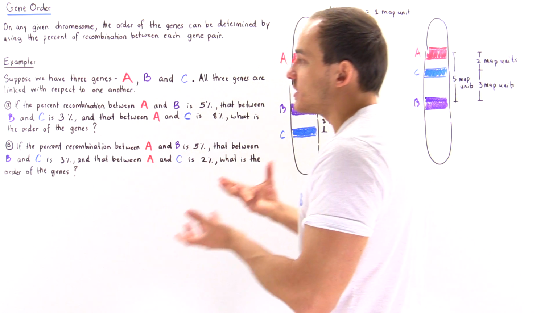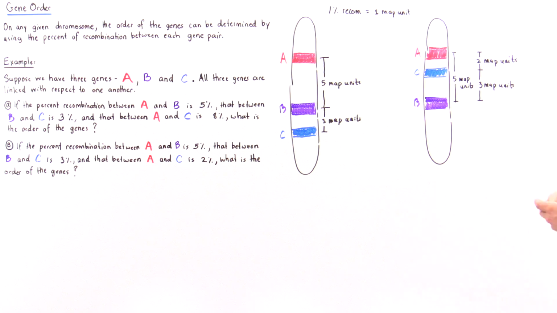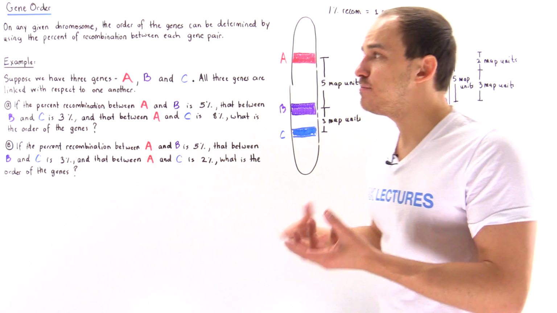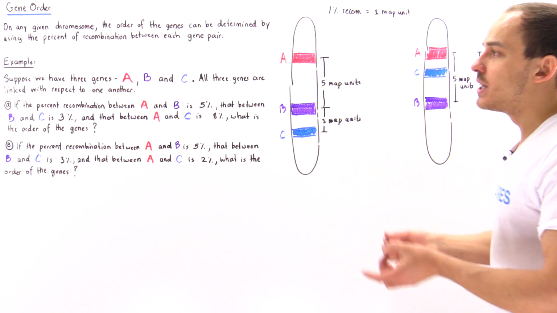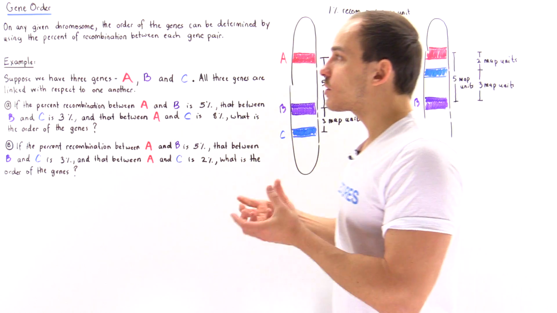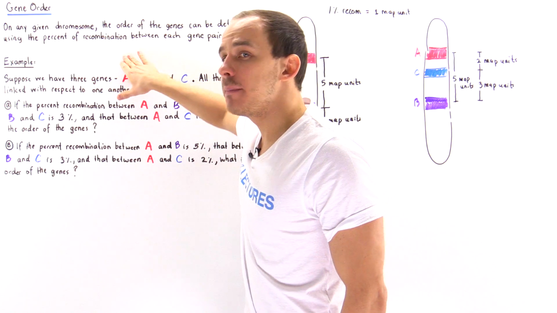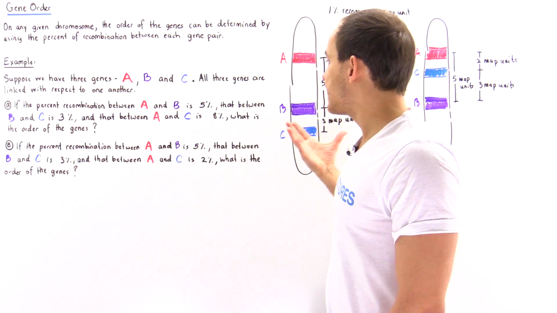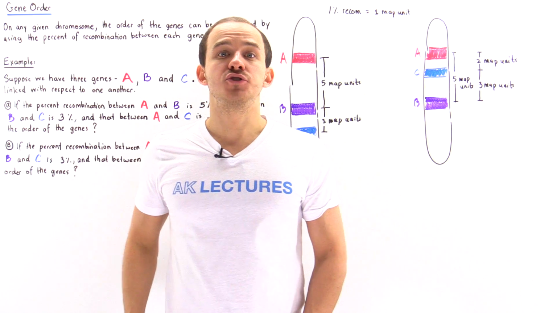Of course, these are very simple cases. The more genes we are dealing with, the more complicated this process is. If we increase the gene number to 4, to 5, to 6, it becomes much more complicated. In each particular case, to determine the order of the genes, we have to know the percent recombination between each pair of genes. So this is how you basically calculate the gene order during the process of gene mapping.